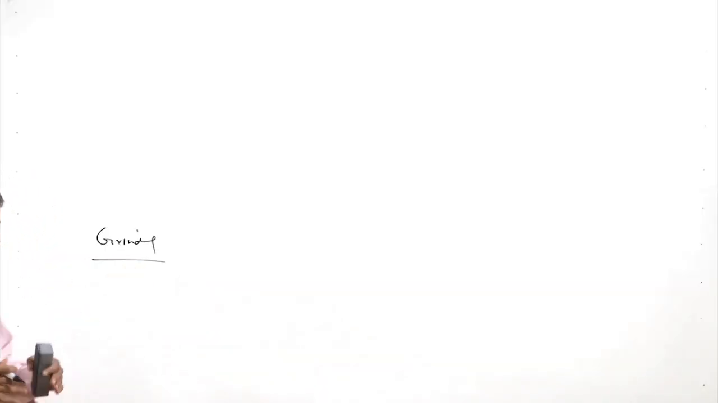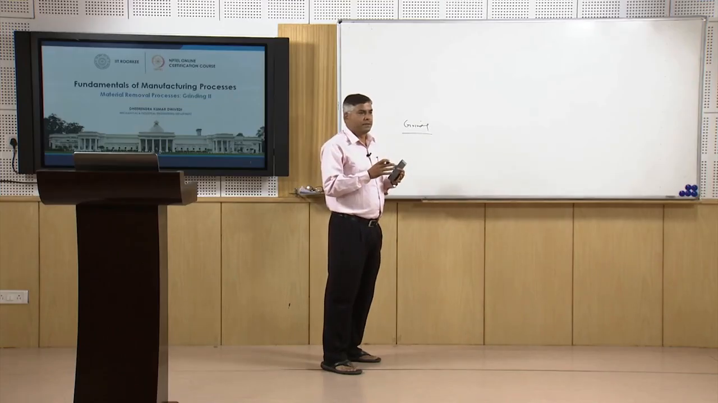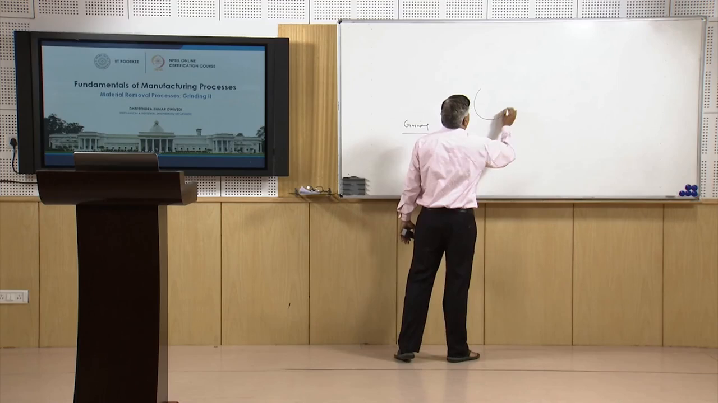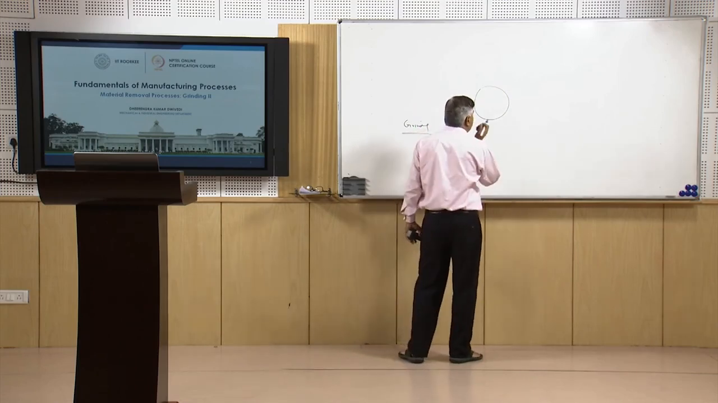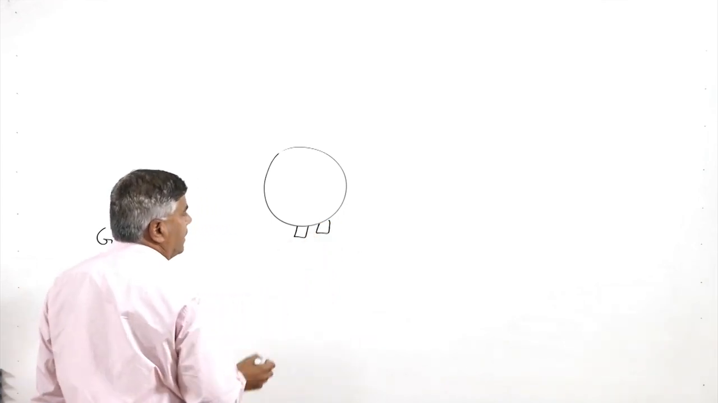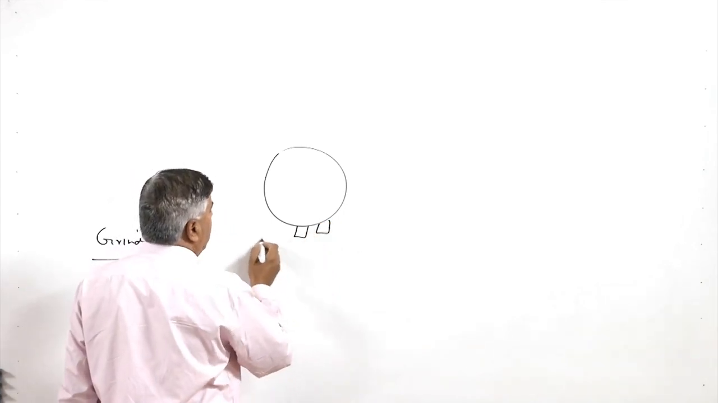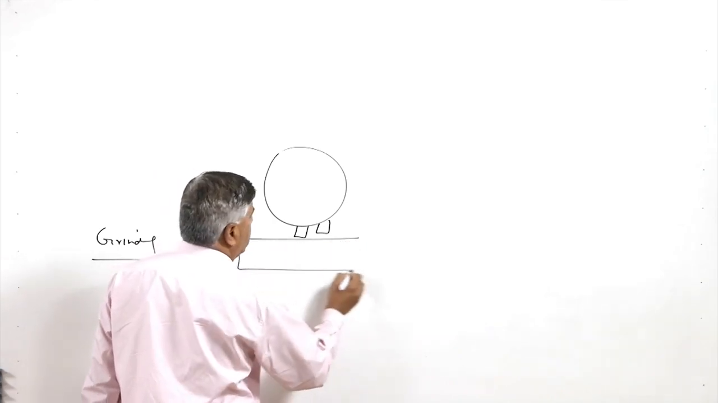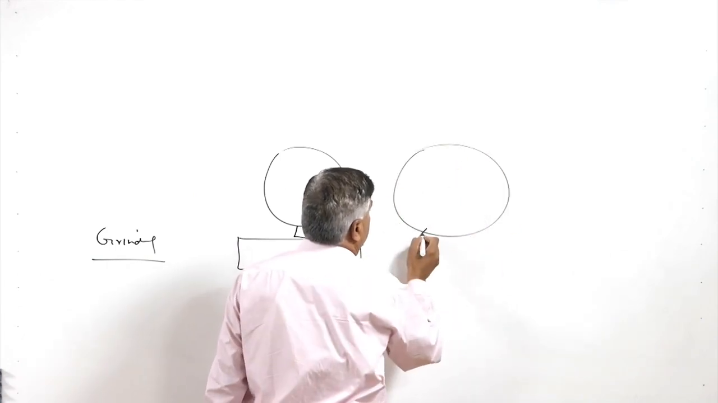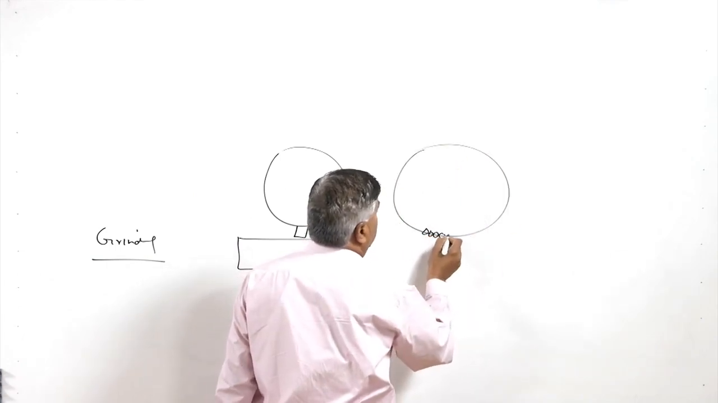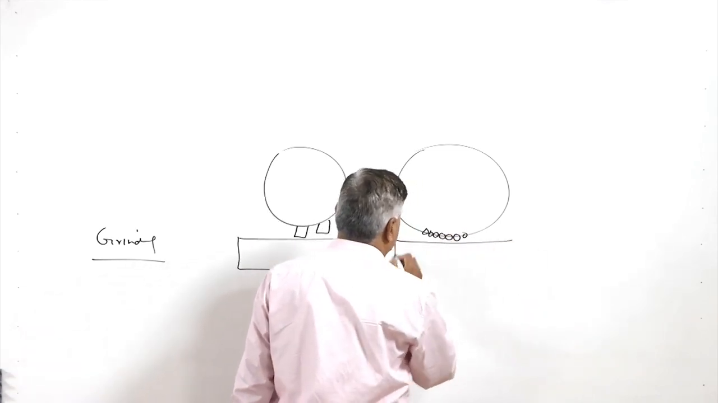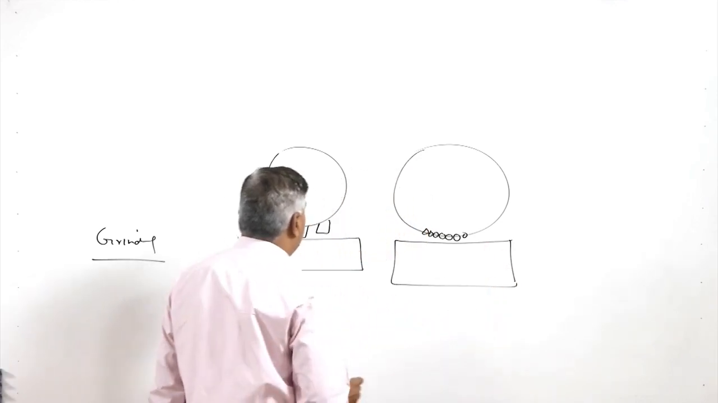So, we know that milling uses a multi-point cutting tool. It also uses a disc-shaped cutting tool, which has a number of cutting edges, cutting teeth like this, and it is engaged with the workpiece for material removal. And if we compare the grinding wheel, we have a large number of fine abrasives, and it also performs cutting when the rotating grinding wheel interacts with the workpiece.